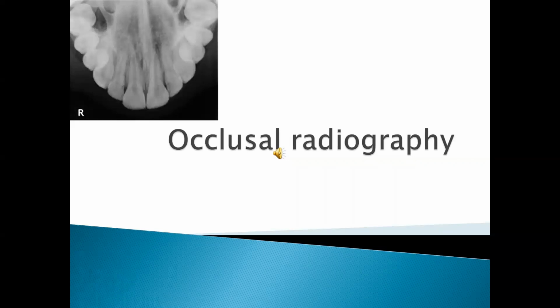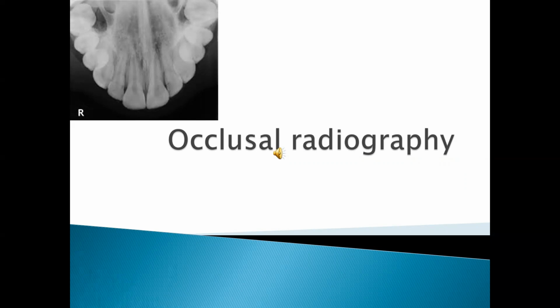The second intraoral radiograph we'll be talking about is the occlusal radiograph. Although this particular radiograph has lost much of its indications because of newer modalities such as CBCT, it still is a choice when you don't have a panoramic unit around or a CBCT unit around. So it still is useful.